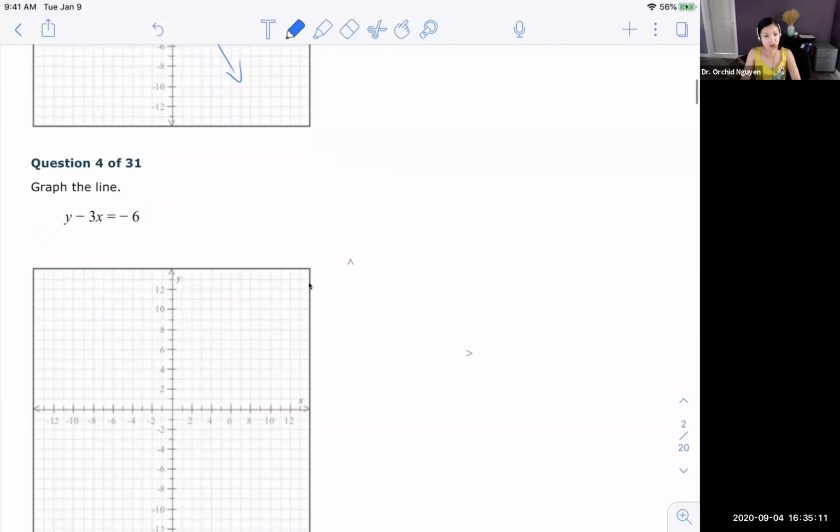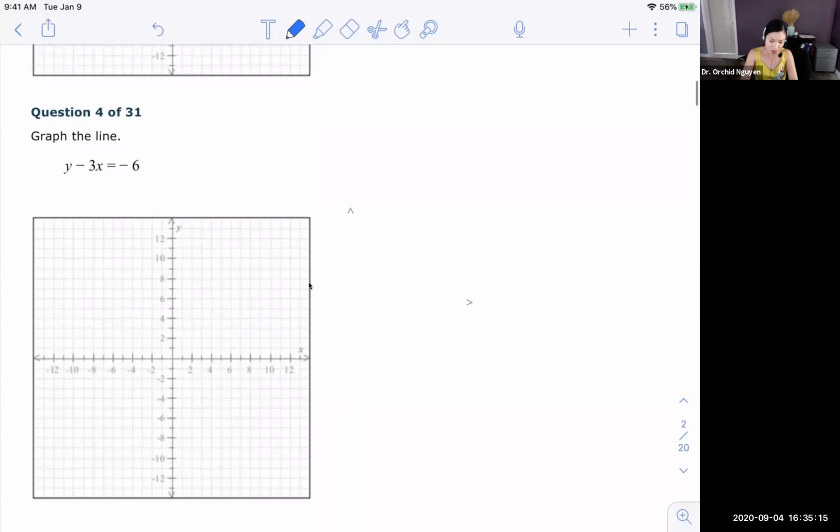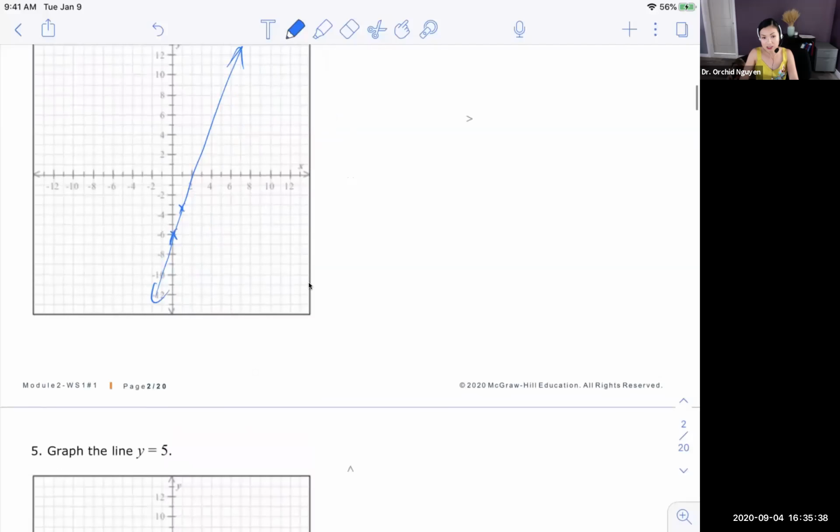Number 4, as you can see, the other problems are easy because we have the slope-intercept form. So for this one, the first thing you want to do is change it to slope-intercept form, and that's really easy to do. We just isolate y, right? And then over here, we have negative 6. We go up 3 (1, 2, 3) to the right 1. So graphing linear is really easy.